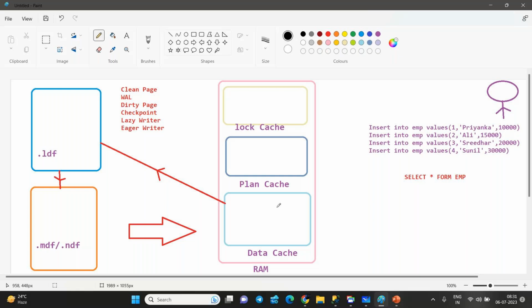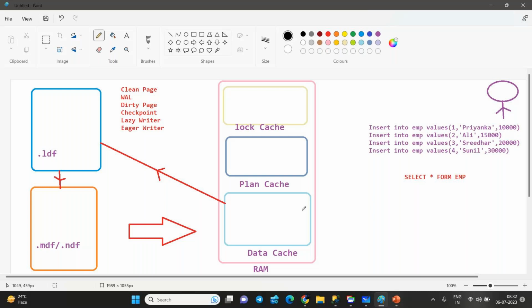Okay, now sir. Whenever you are performing an insert operation, first it will come to the data cache. To insert, you need pages, right? Data pages. Correct? Please be active, everyone. We must ensure: currently, is any data page available in the data cache? If no data page is available in the cache, what will it do?